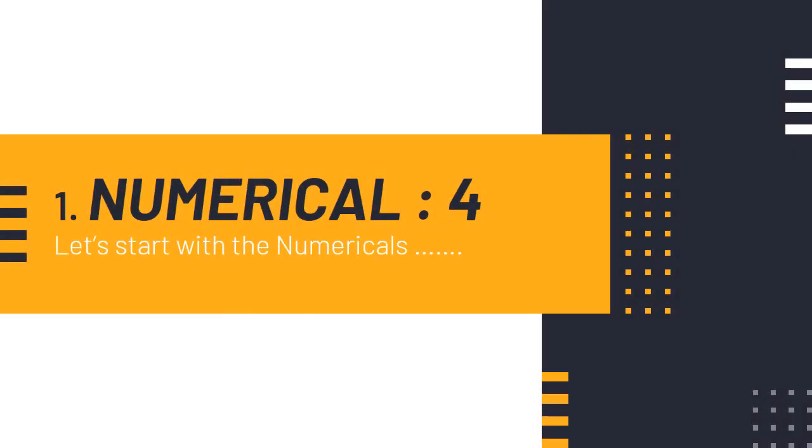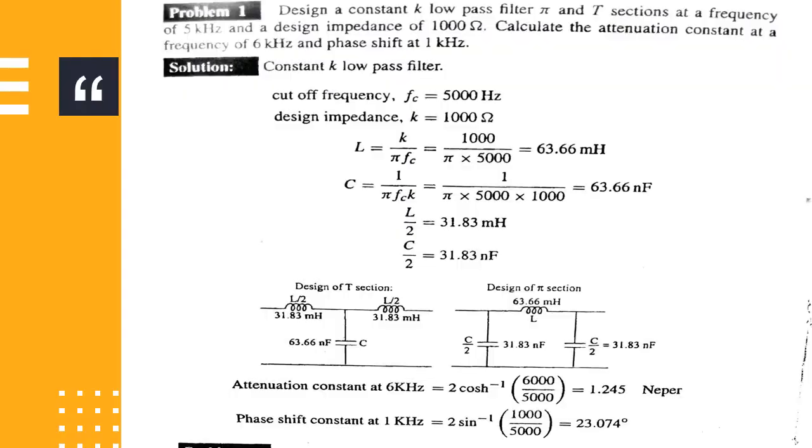Go for the next numerical. Here this numerical is related to the constant K. This is a somewhat different numerical from the one we have seen in the previous one. So here, the design of the constant K low pass filter, of the pi and the T sections, at a frequency of 5 kilohertz, and the design impedance of 1000 ohm.